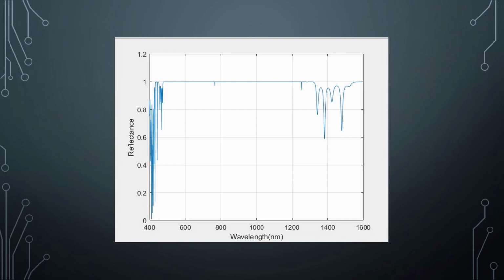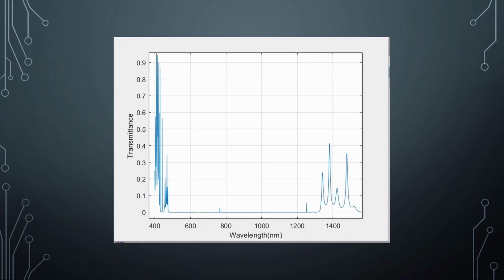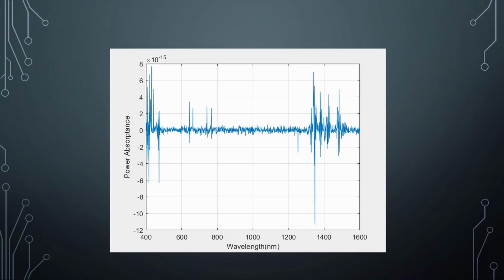Now we are looking reflectance versus wavelength. As you can see, our design behaves like perfect reflector, nearly between 475 and 1330 nanometer. When we look transmittance in same interval, our design transmits 0 signal. Finally, if we look power absorbance graphs, since we didn't use any metallic material, we observed almost 0 power absorbance.